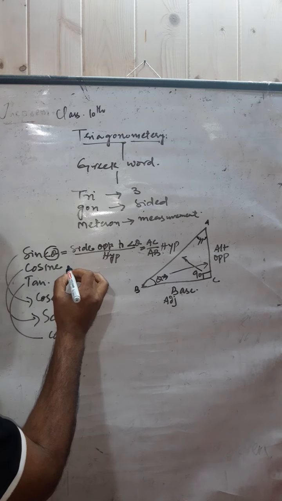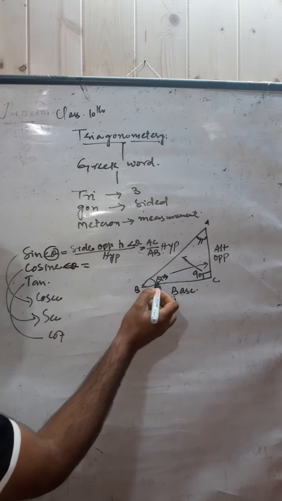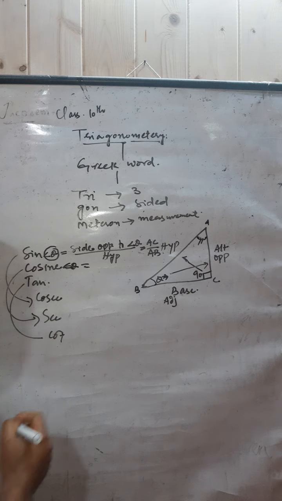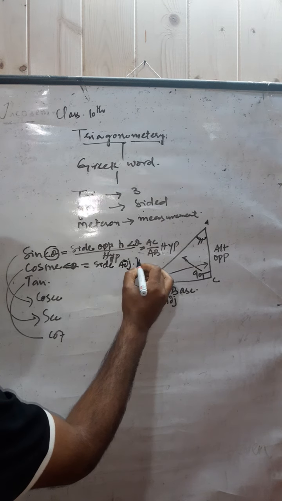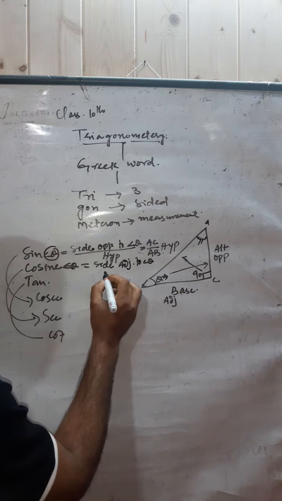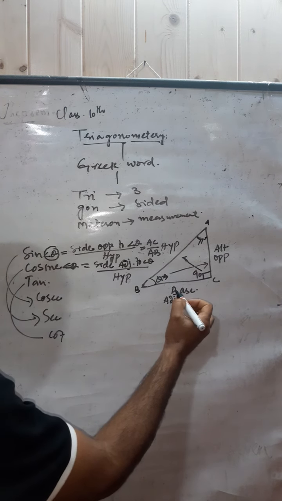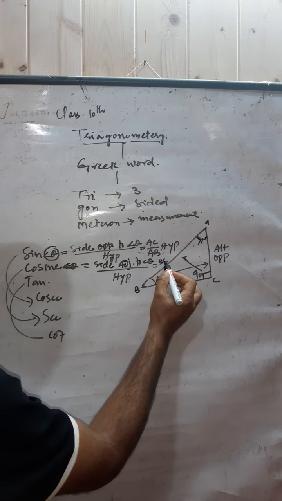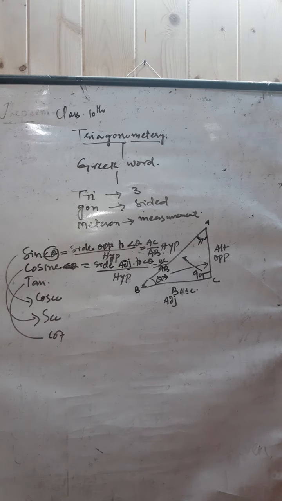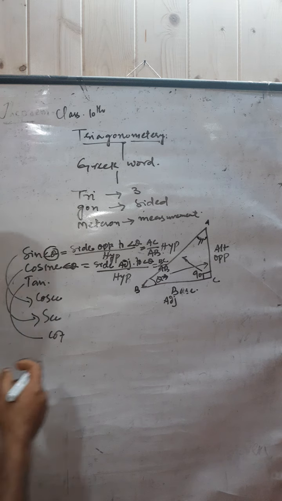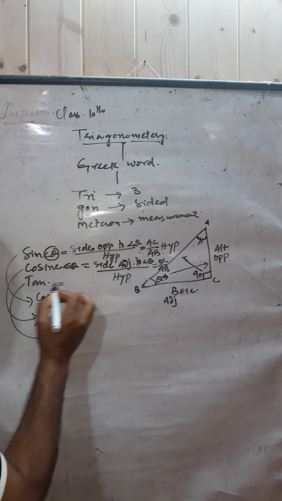Thereafter we have cosine. If we focus on the same angle theta here, the cosine of angle theta is equal to the side adjacent to angle theta, that is side BC, upon hypotenuse, that is once again AB. So cosine of angle theta, or we can say cos of angle theta, is always equal to side adjacent upon hypotenuse.